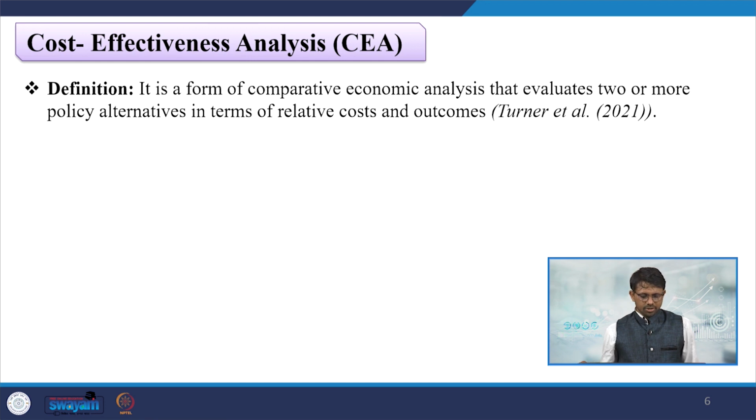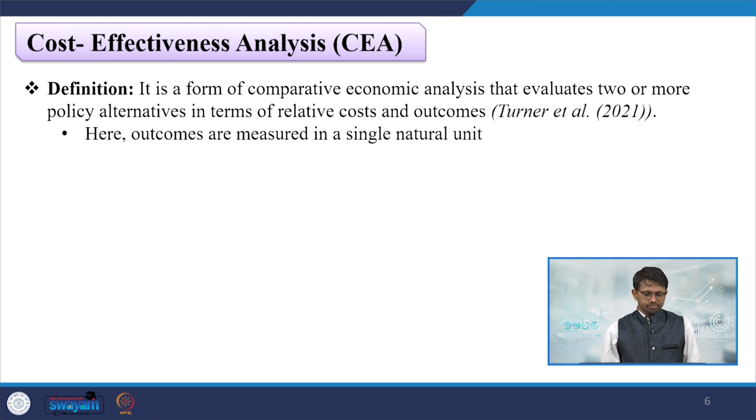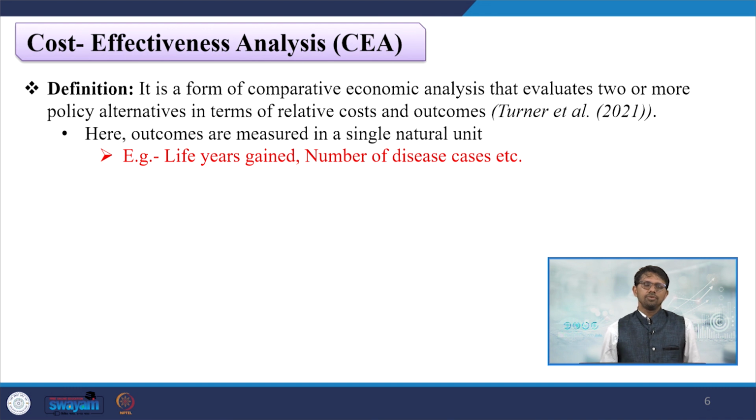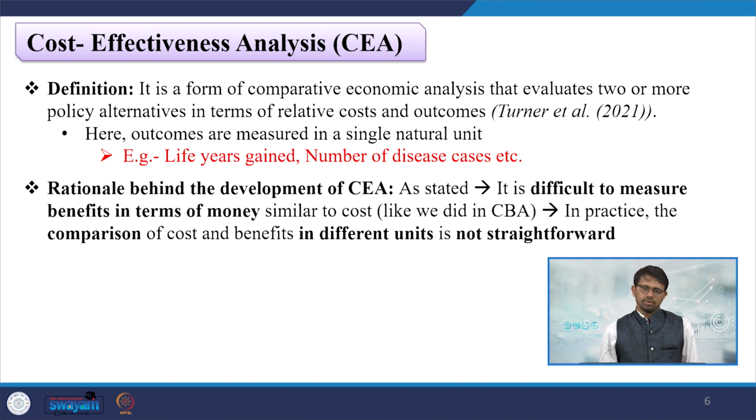In terms of definition, CEA is a form of comparative economic analysis that evaluates 2 or more policy alternatives in terms of their relative cost and outcomes. We are also referring to the same author, Turner et al. Here the outcomes are measured in a single natural unit. Okay. That is, suppose life years gained, number of disease cases, etc.